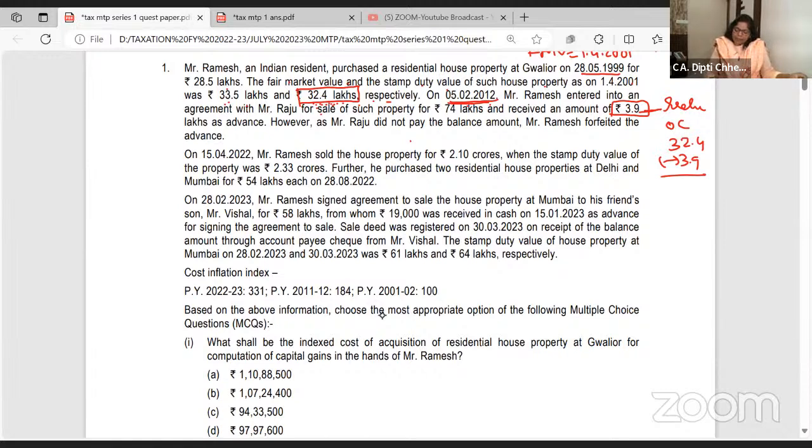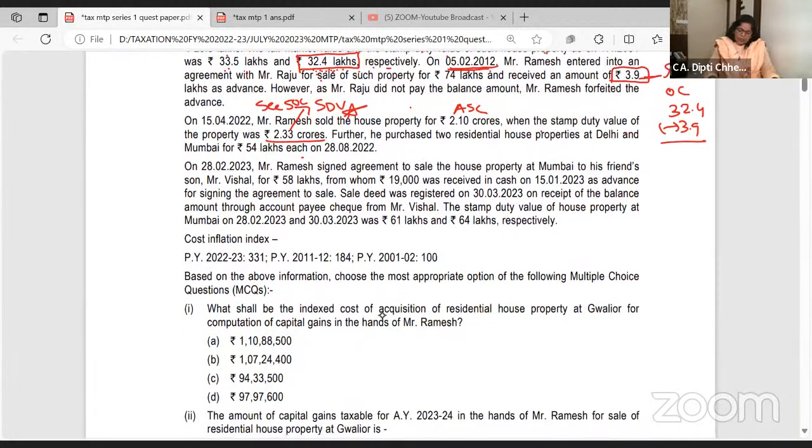Now on 15th April 22, our financial year is 22-23, Ramesh sold the property for 2.10 crores, when the stamp duty value of the property is 2.33 crores. Further, he purchased two residential houses at Delhi and Mumbai. You can sell one house and buy two houses, right? So Ramesh has sold the property. Actual sale consideration is 210, but what is the stamp duty value? 2.33. So which value will we take? Stamp duty value.